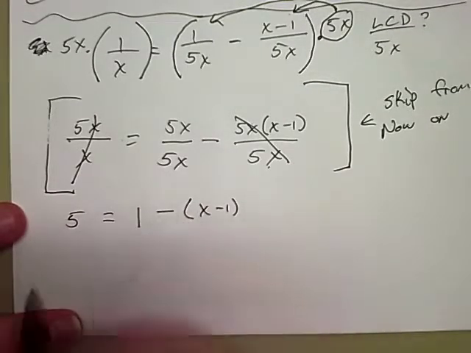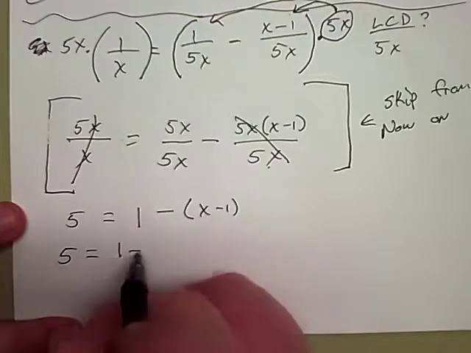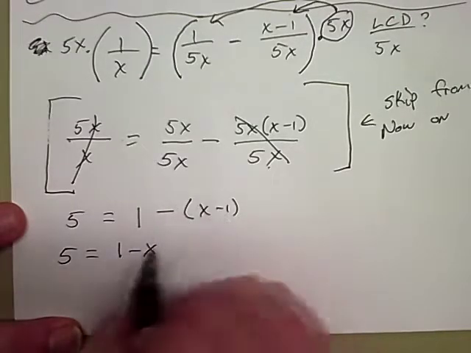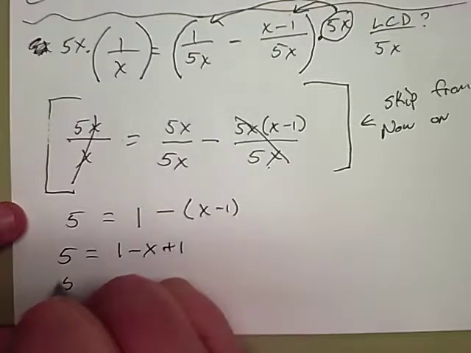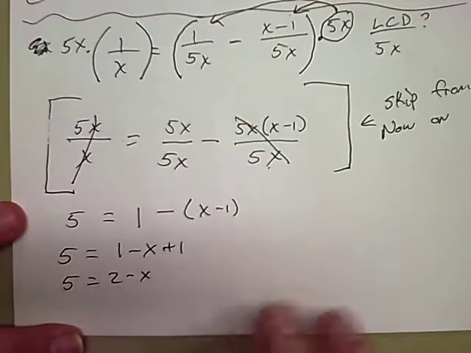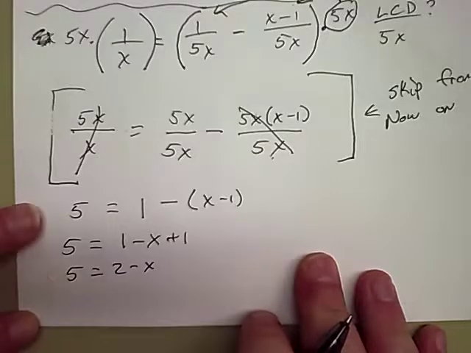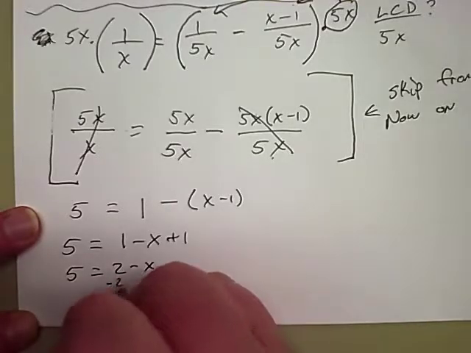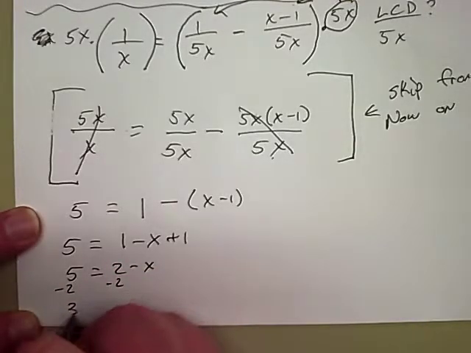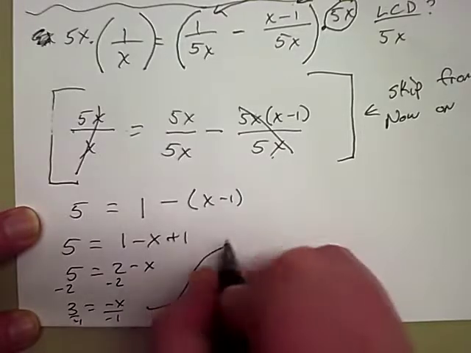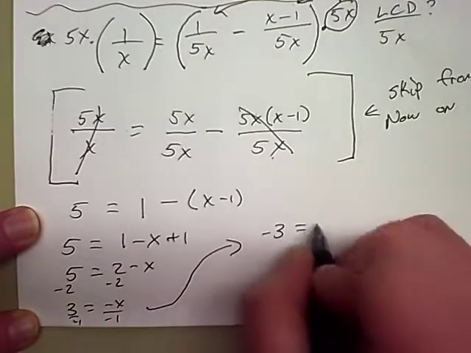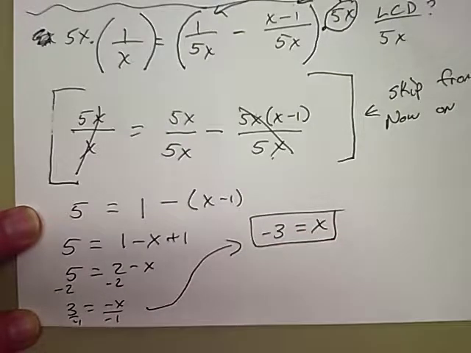And if I distribute my negative, I would have 5 equals 1 minus x. Negative 1 times a negative 1 is a positive 1. 1 plus 1 is 2, so 5 equals 2 minus x. Now all I have to do is solve this equation. If I subtract 2 from both sides, I'd have 3 equals negative x divided by negative 1. 3 divided by negative 1 is negative 3. So then I would have negative 3 equals x. And I'm done.